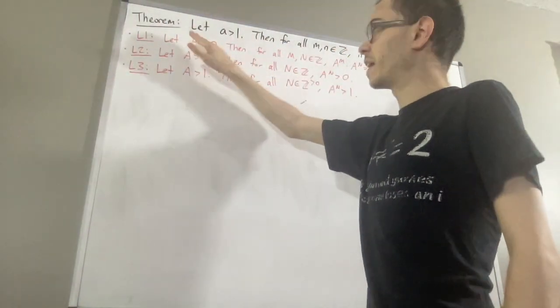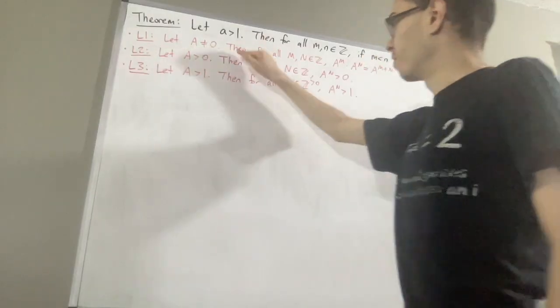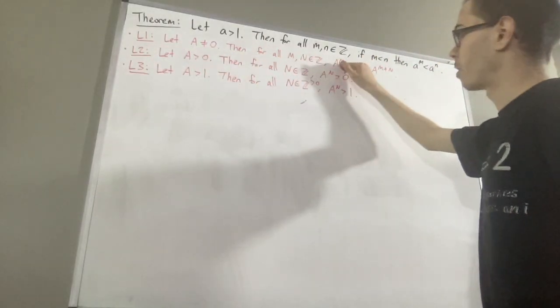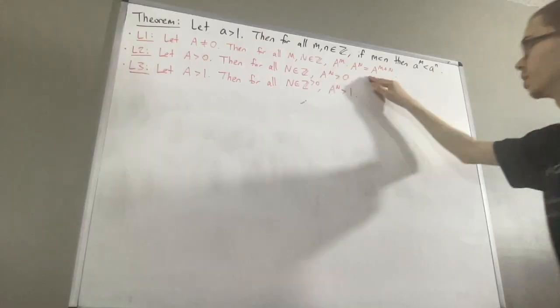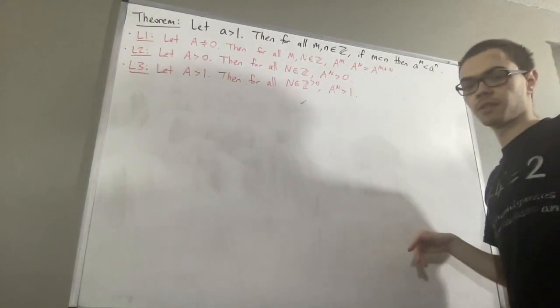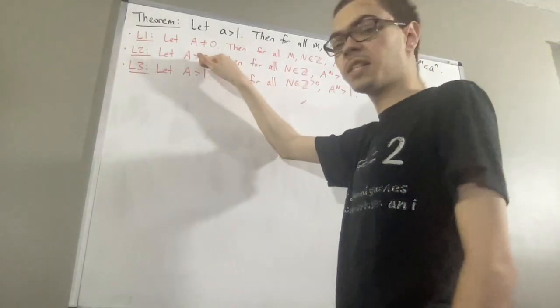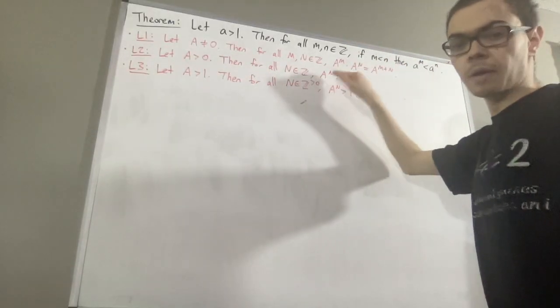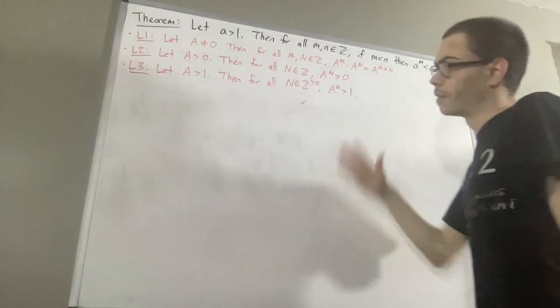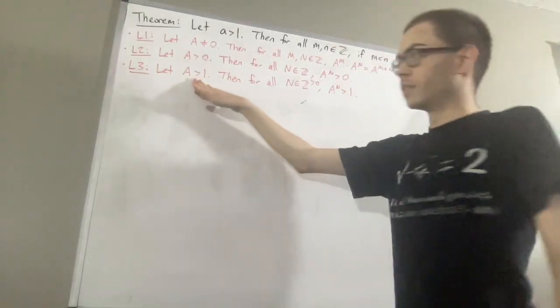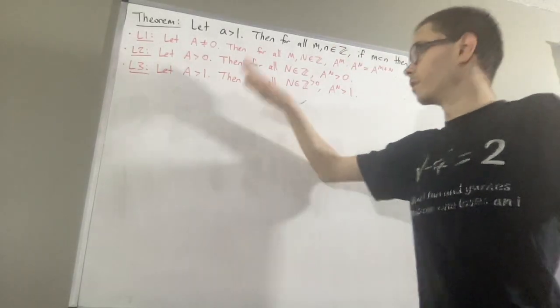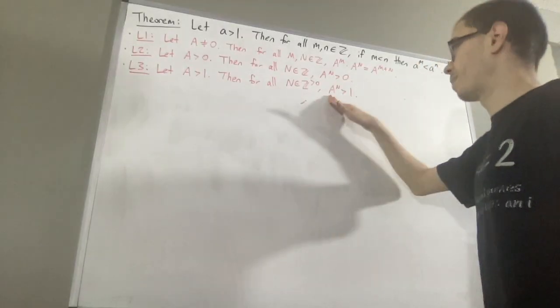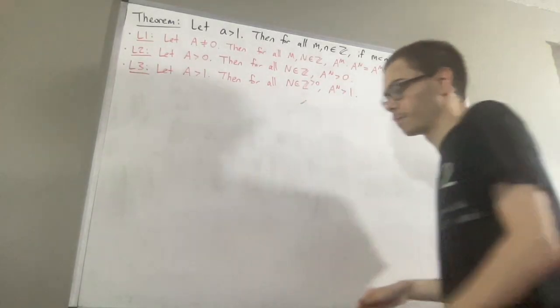First result, let a be a non-zero real number. Then for all integers m and n, a to the power of m times a to the power of n is equal to a to the power of m plus n. Second, let a be a positive real number. Then for all integers n, a to the power of n is a positive real number. And finally, let a be a real number greater than 1. Then for all positive integers n, a to the power of n is greater than 1.